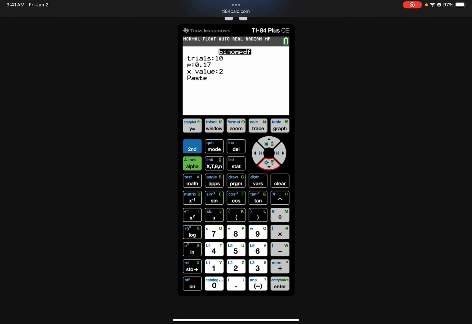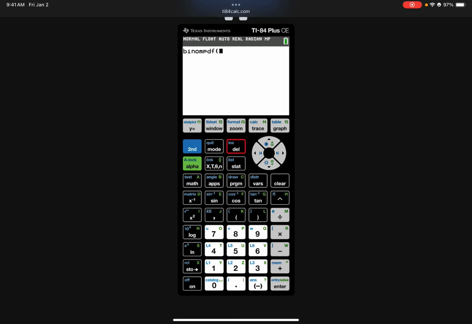And if we arrow down and go to paste and press enter, it'll automatically enter it in that same syntax that we wrote it out in just a second ago. Now, if you don't have a newer graphing calculator, if yours is a little bit older, like a TI-83 or something like that, that's still okay. You can still do this problem, but you will not see that menu. You'll see something like this where it says Binomial PDF, and you're going to have to enter in the information in that order that we just talked about in the last page.